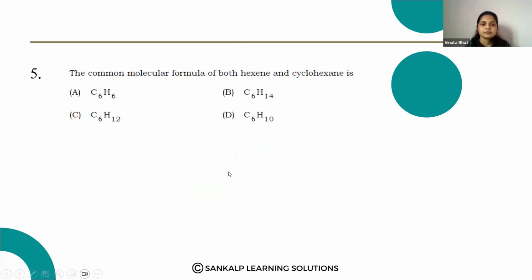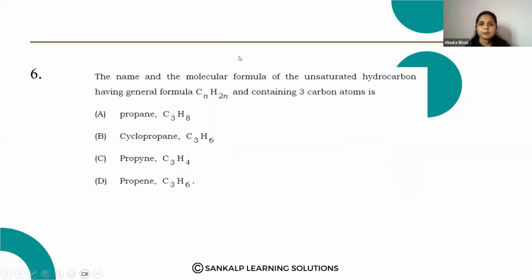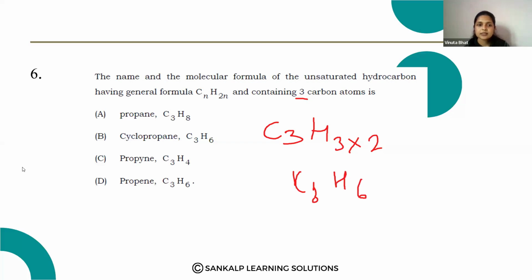Next question. The name and molecular formula of the unsaturated hydrocarbon having general formula CnH2n and containing 3 carbon atoms is... CnH2n, unsaturated hydrocarbon. See here, C3 is given, 3 carbon atoms means C3H(3 into 2), that is C3H6.